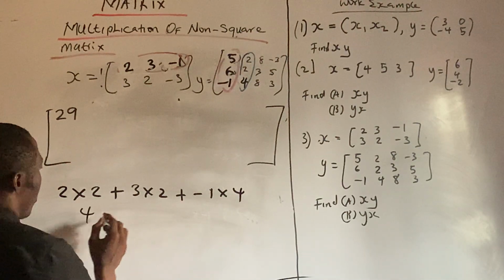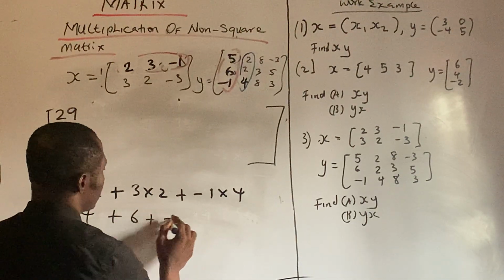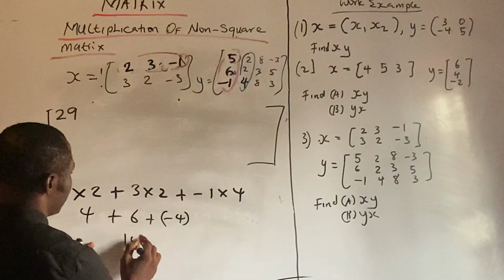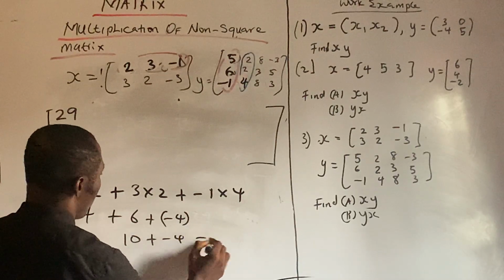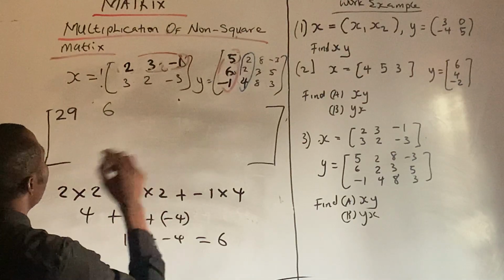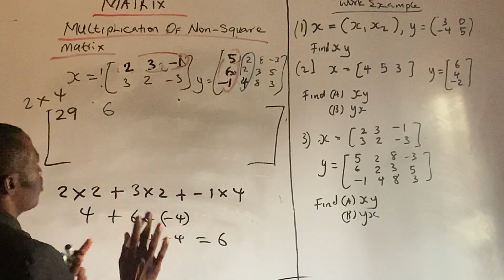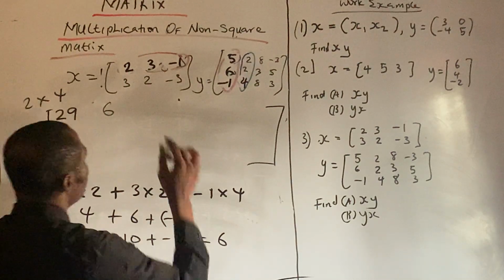Now let's reduce the equation. 2 times 2 is 4. This times this is 6. And minus 1 times 4 is minus 4. So this is 10. 10 plus minus 4 will give me 6. Okay, I believe this should be 6. Remember, the order of operation is 2 by 4. All right, meaning that we are still going on the right track. So we go to the next one.